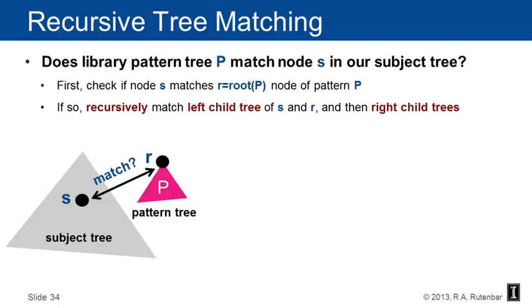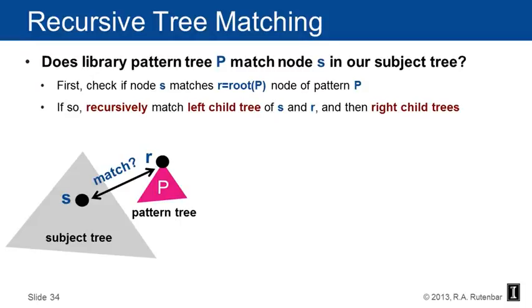It's much easier to see as a little illustrative diagram, so let's just go do that. So how does recursive tree matching work? Recursive tree matching is answering this question: does the library pattern P, which is itself a little tree, match node S inside our subject tree? So I've got a picture here. I've got a great big gray triangle, which is the subject tree, and I've got a little black node that says node S, a node internal to our subject tree. And then I've got a little pink triangle with a P in it that says, I'm pattern tree P. And I have a node at the top of me, which is node R. And there's a little arrow between node S and node R that says match question mark.